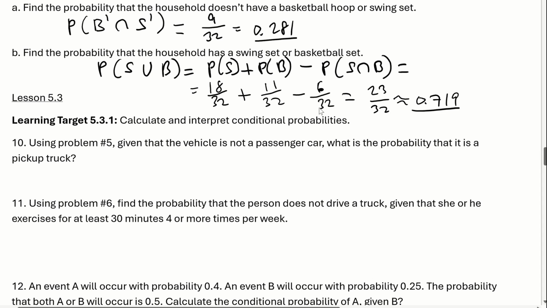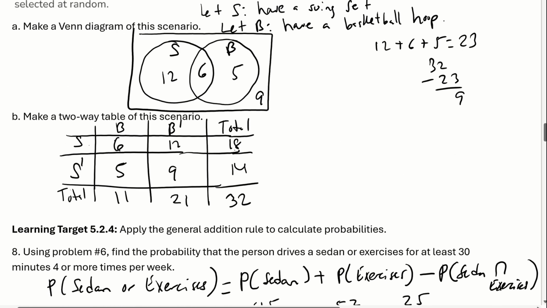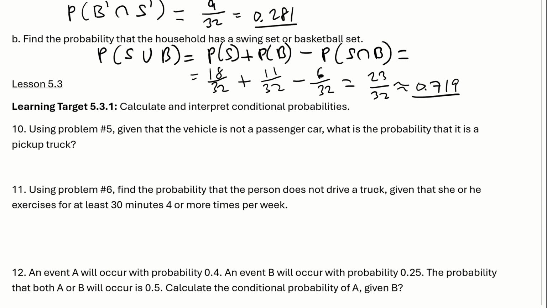Another way that you could do it, if you look at your Venn diagram, you can just add 12 plus 6 plus 5, divide that by 32. So I'm going to put that here: 12 plus 6 plus 5 over 32. I don't know why I put 120 here. That should say 32. Sorry about that. I'm looking at the wrong problem. This one right here was not a 120. So you can say this one, or you could do 12 plus 6 plus 5 out of 32. Either way, you're going to get the same answer.